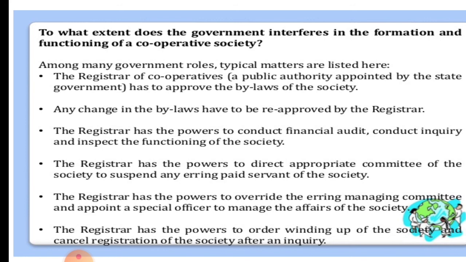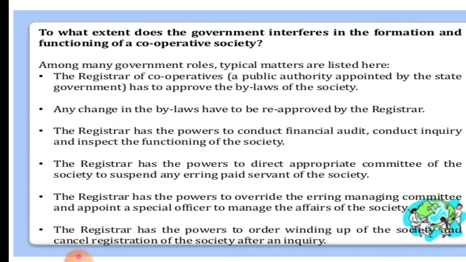The registrar has the power to direct the appropriate committee of the society to suspend any erring paid servant of the society. So if any mistakes happen, they can be rectified, and the member will be cancelled from the society. The registrar has the power to override the erring managing committee and appoint a special officer to manage the affairs of the society.